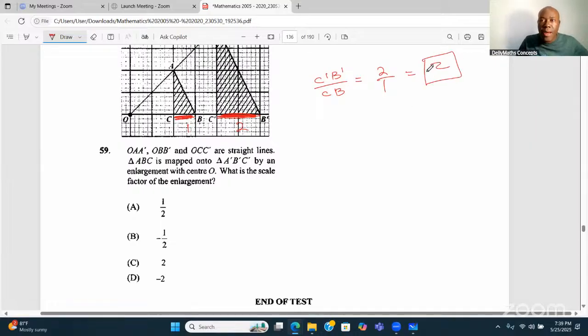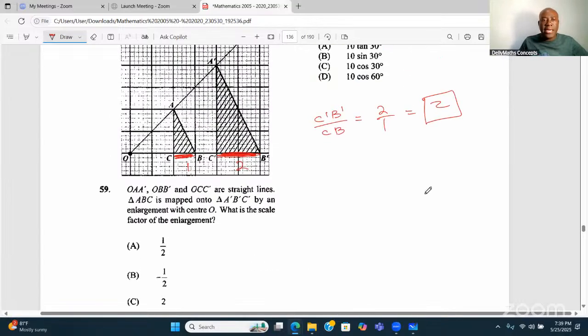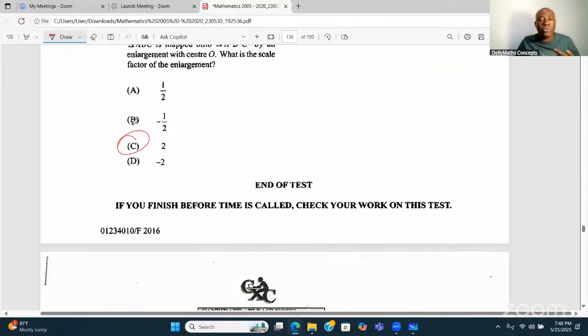So this is it. Remember though, I'm only saying positive 2 because the image and the object are on the same side of the center, right? They're on the same side, so it's positive. Because if one of them were on the left and one on the right, it would have been a negative scale factor. You have to think, right? So right now it is positive because the image and the object are on the same side. Sometimes they're to the left, sometimes they're to the right. In this case, they're both to the right. So it's a positive scale factor, positive 2, right there.